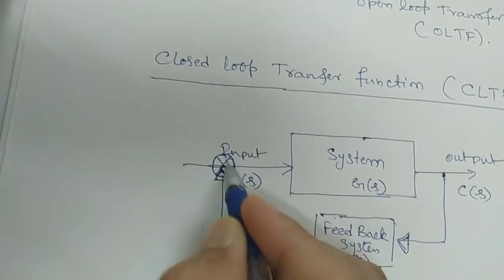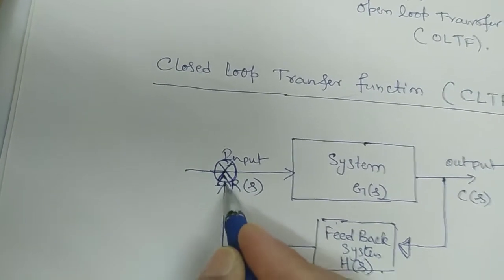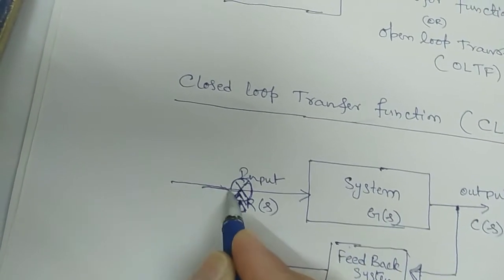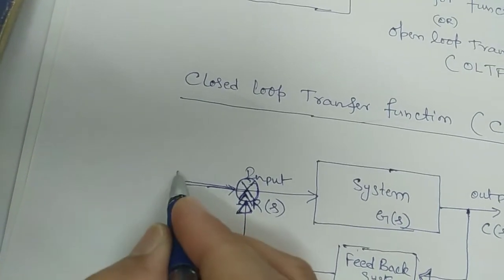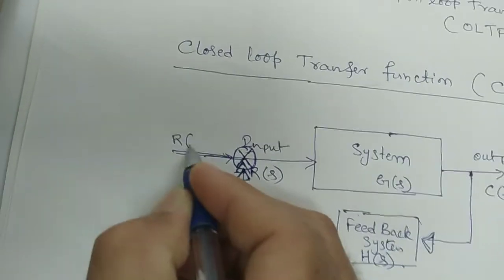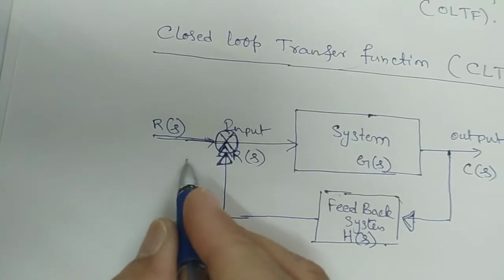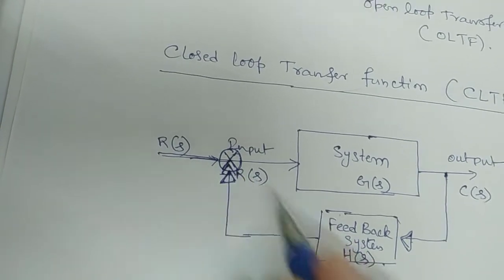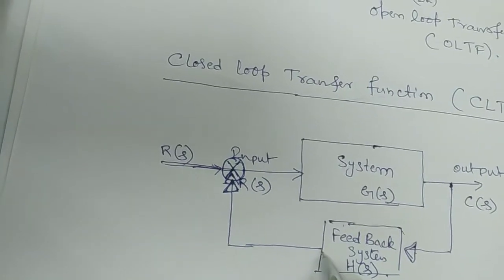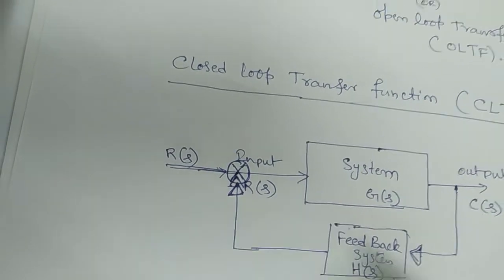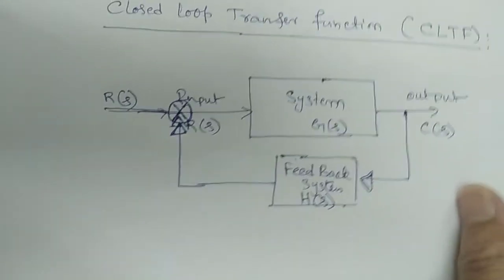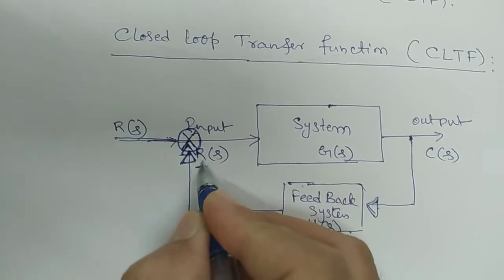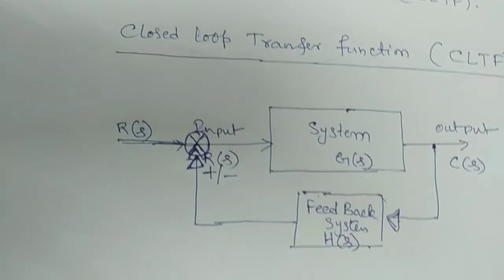Normally this will be shown like this, with an arrow mark, and this will be your input, actually your R of s. You must show R of s here. The summer comes here, and to that summing point your feedback will be given. The part of output you give can be either positive or negative.